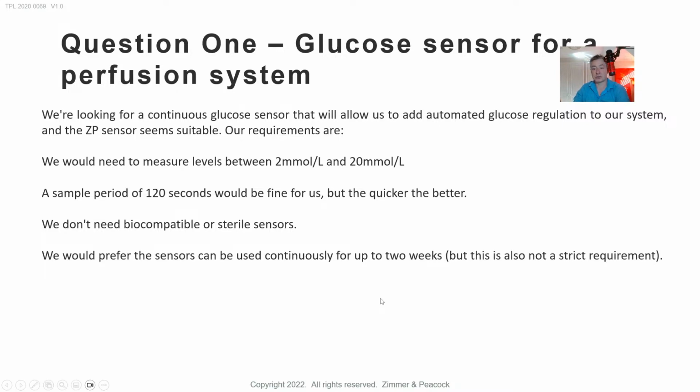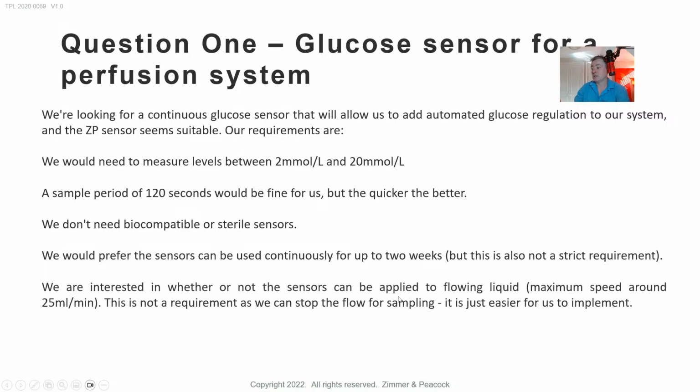They would prefer sensors to run up to 2 weeks. I'll show you that we've got over 6 months worth of data. I think they're worried about this flow rate. I'm not particularly worried about this flow rate. 25 mils per minute, it's not fast. It's all a relative thing, but I think the sensors would sustain this.